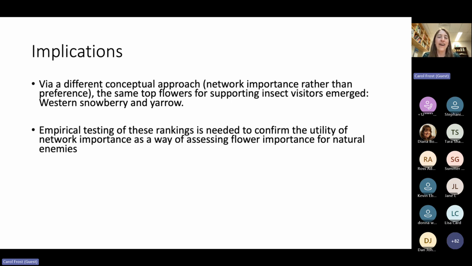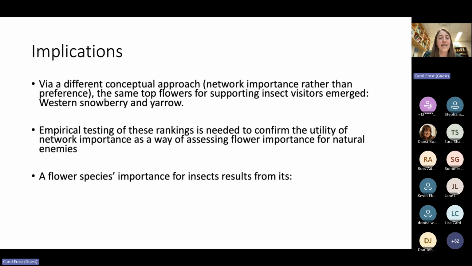Now, this, however, is kind of like developing elaborate hypotheses. We have not field tested these predictions. We've calculated a bunch of network importance metrics and applied them to a data set, but we haven't tested, okay, do these importance metrics actually result in more diverse pollinator communities? So that would be the next step, empirical testing of these rankings to confirm the utility of network importance as a way of assessing flower importance for natural enemies.